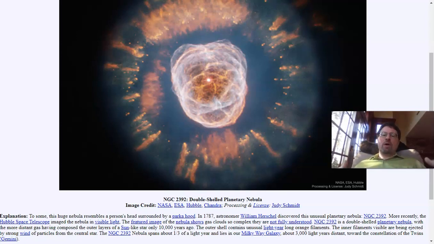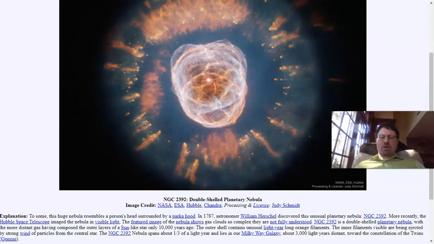And these are low and intermediate mass stars that eject their outer layers into the surroundings to make planetary nebulae like this. And this particular planetary nebula was caused from the death of a sun-like star about 10,000 years ago. So that gives you the time scale over which these things form and die. It's rather quick in an astronomical sense.